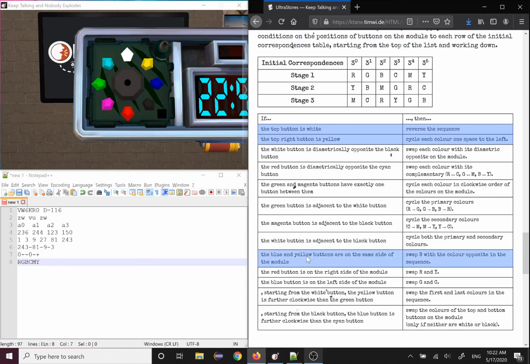So the first note that I will be making is that blue and yellow are on the same side of the module. This means that they're either both on the left or both on the right side of the module. The top left, top right, top or bottom, none of them are included as sides of the module. In this case, this rule applies because they're both on the right.